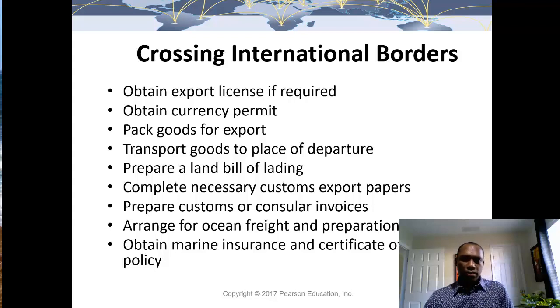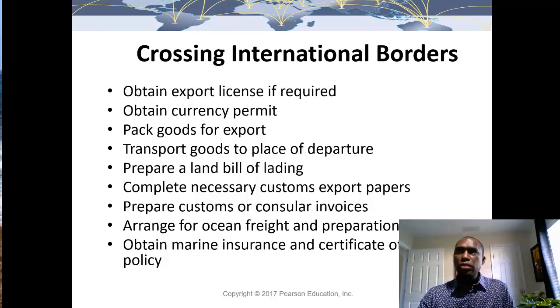Customs papers, arrange for ocean freight, air freight, cargo, refrigerated cargo if you need it, and you have to obtain insurance. So you have all of these different added costs when you go overseas. And that is not to mention if there are other taxes that you have to pay.